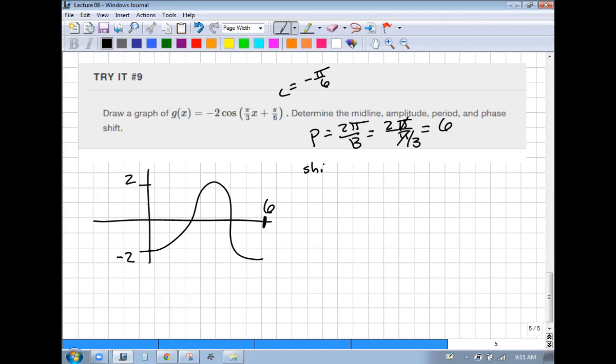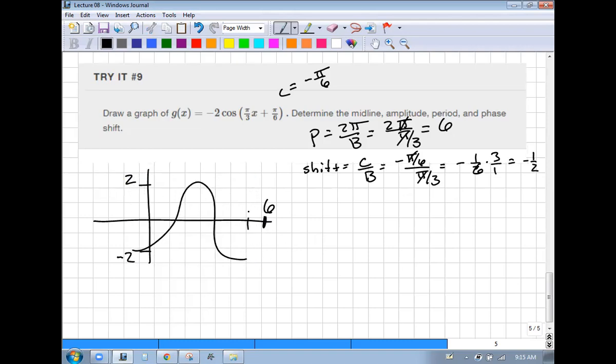So our shift, which was C over B, negative pi over 6 over pi over 3. So we get a negative, so it's a shift to the left, and the pi's cancel. What is this? 1 6 divided by a third. This is a negative half. So this thing is shifted to the left by a half. We'd have to do this. This would be like 5.5 and negative 0.5. That makes sense? All right.